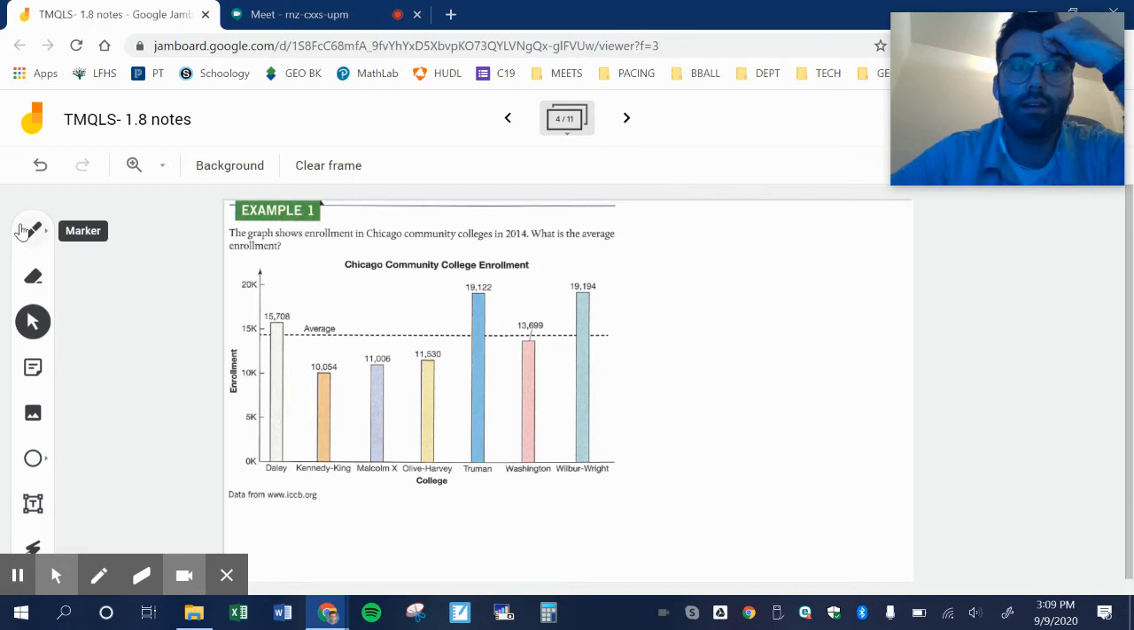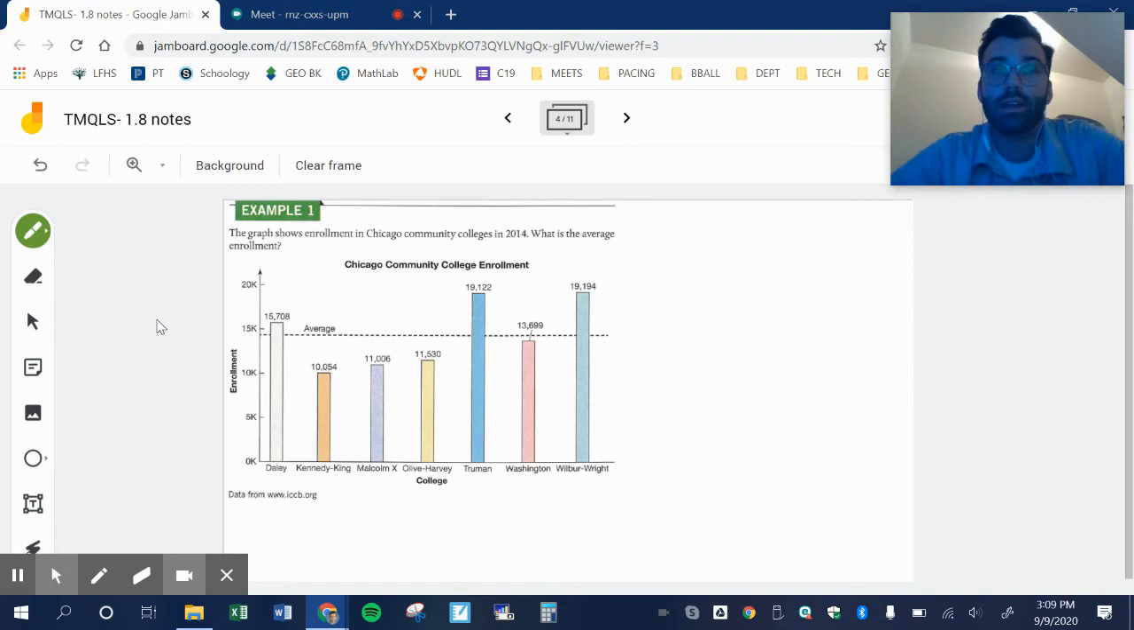What is the average enrollment? Okay, so how would I find that? Well, if I have 1, 2, 3, 4, 5, 6, 7, okay, I have 7 community colleges here. This dotted line is the actual average, except we want to find what the average is.